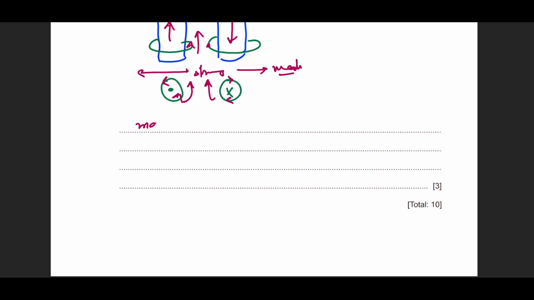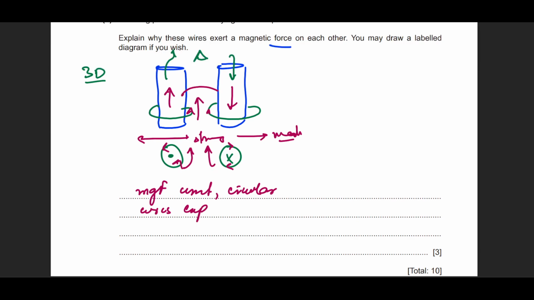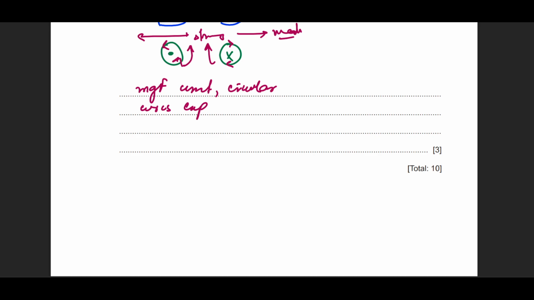You can simply say that the magnetic field is due to the current around the conductor. It is circular. Explain its nature. And the wires experience each other's magnetic field. Or you can say that this magnetic field is experienced by this one, and this magnetic field is experienced by this one. So both are experiencing the magnetic field of each other. And as we can see that the current is perpendicular to the magnetic field, there will be a force due to Fleming's left-hand rule. Simple, right? Okay.